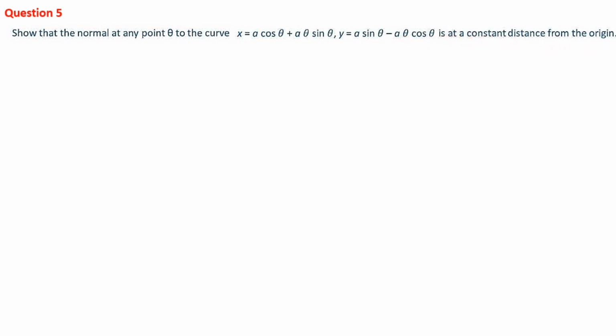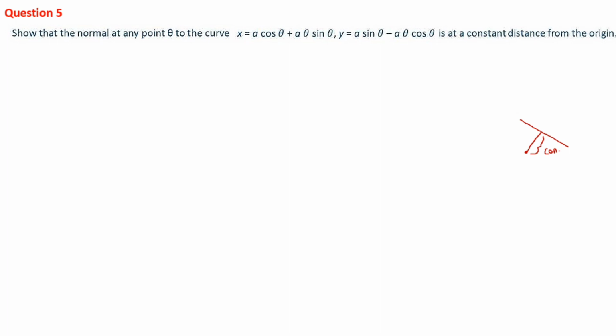A point theta to the curve, x value is given, y value is also given, then is at a constant distance from the origin. Here actually there are two concepts we have to think of. First, there is a normal. Normal means it is a straight line, and we have to form the equation of this normal first. That is our first task. Then we have to find out its distance from the origin. Distance from the origin means if you take a point as origin, this is the distance, and this distance we have to find out and show that it is a constant. This is what we have to do in this question.